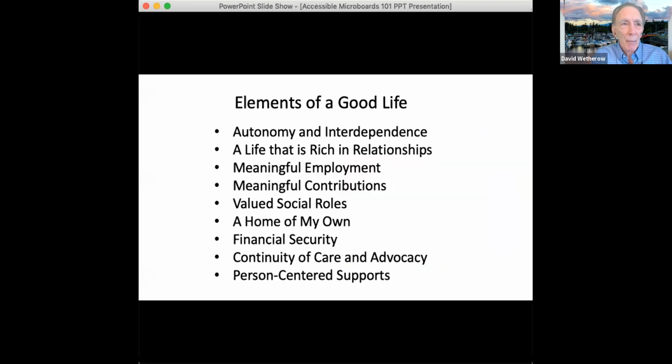All of us are aiming toward a common set of elements in a good life: autonomy and interdependence, a life that's rich in relationships, meaningful employment and contributions, valued social roles, a home of my own, financial security, continuity of care and advocacy, and person-centered supports, as well as the very specific interests and directions that are being expressed by the person.